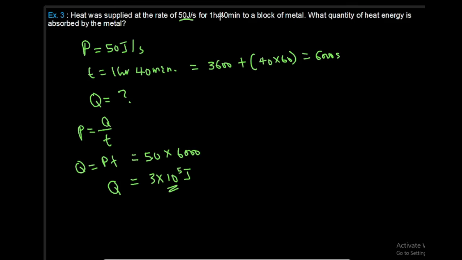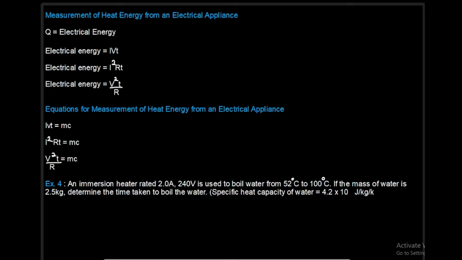So that's our answer. Now, the next thing we're going to be talking about is measurement of heat energy from an electrical appliance. All you need to understand there is that whenever we have an electrical appliance involved, the quantity of heat energy is equal to the electrical energy. Quantity of heat energy equals electrical energy.